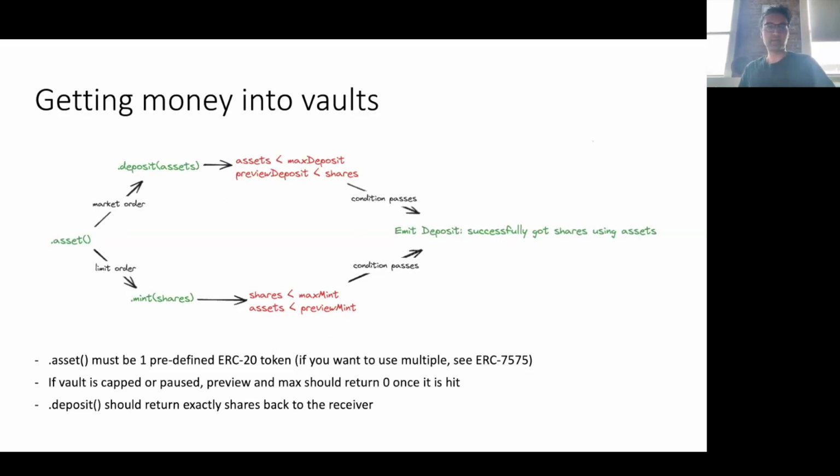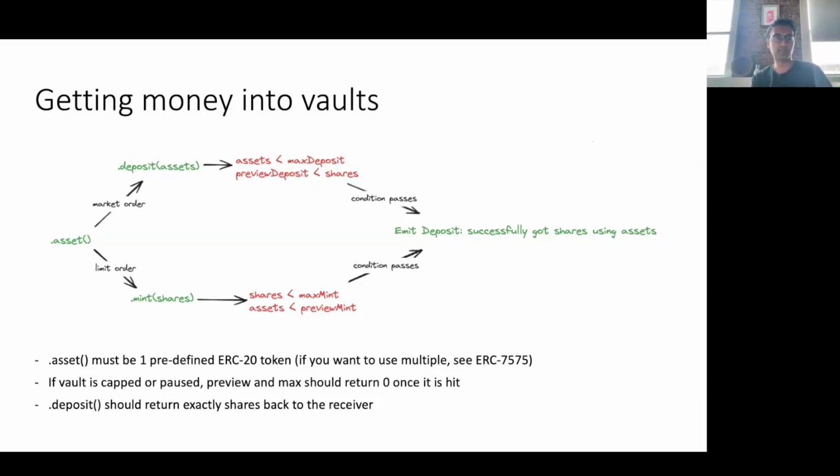So getting money into vaults always starts with the underlying asset that the vault accepts. You can think of that as whatever, USDC, DAI. If you want to use a native asset, you can also use that, but we'll take a look at another standard, 7535, which does that. But an asset can be anything really. And there's two ways that you can get money in. The first is a market order, which is just a normal deposit.